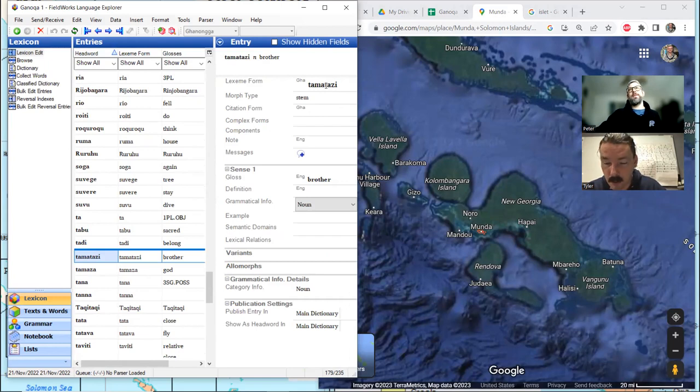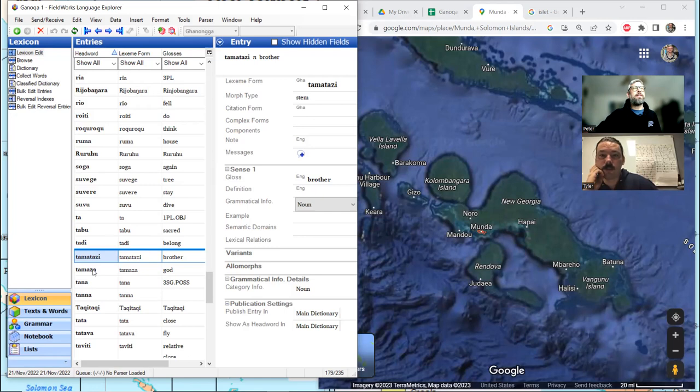In Roviana, tamatazi is family, tasi is sibling. So, affectionately, when I'm exchanging messages with some Roviana friends, sometimes they will call me tasi, like bro or sis. That looks like a collective then, some combination of prefixes. Yeah, father sibling is family.